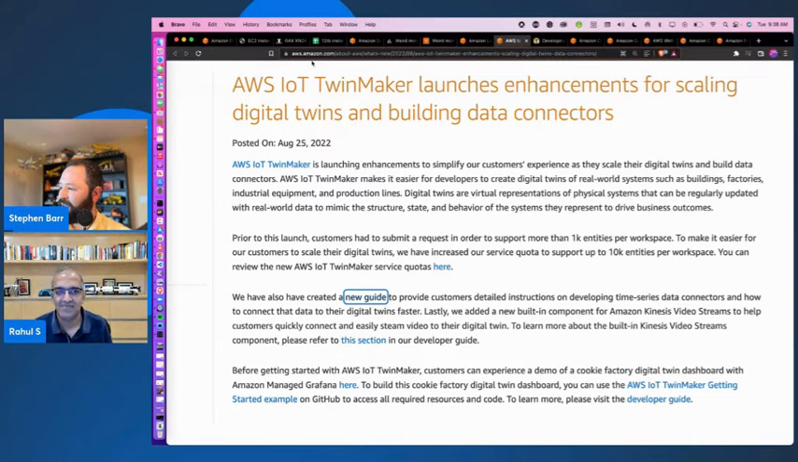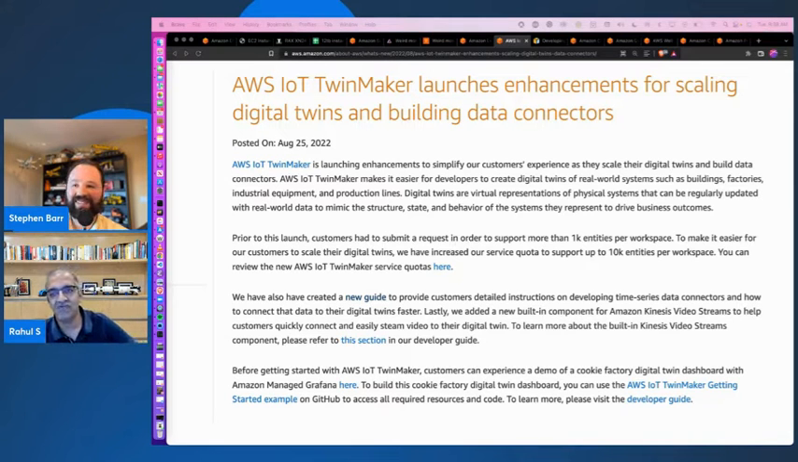Okay, this is AWS IoT TwinMaker launches enhancements for scaling digital twins and building data connectors. So digital twin, that's an interesting idea. That's actually a fascinating idea. This is part of the Industry 4.0 revolution.